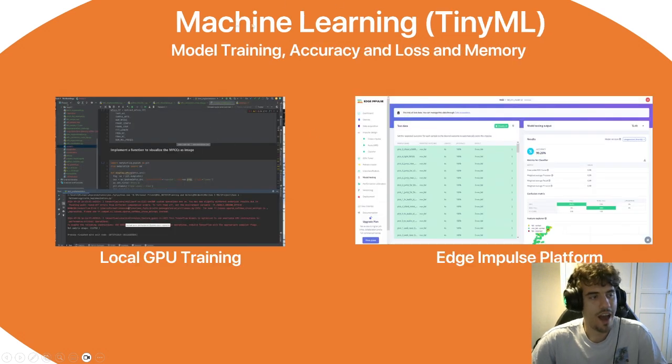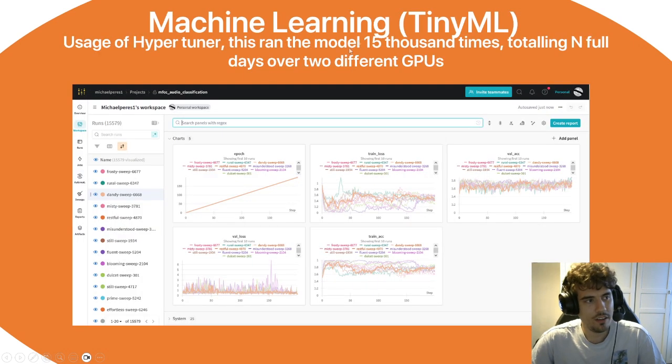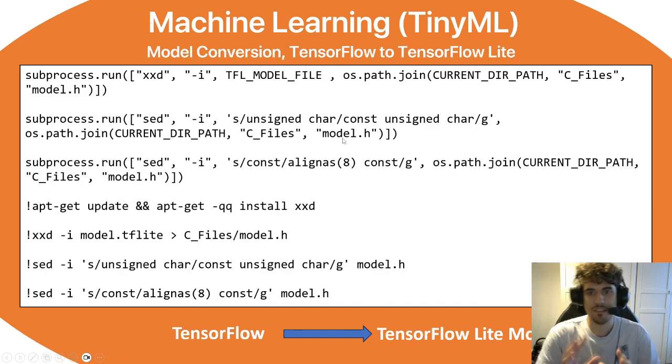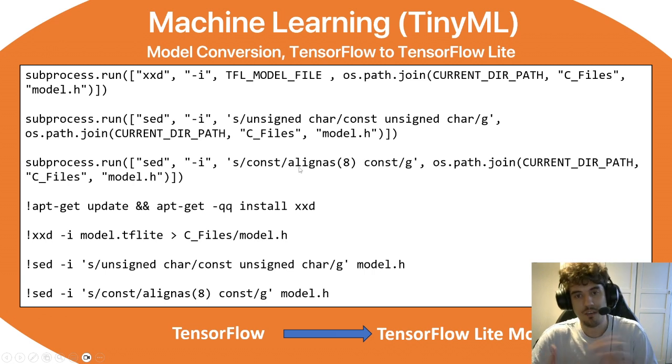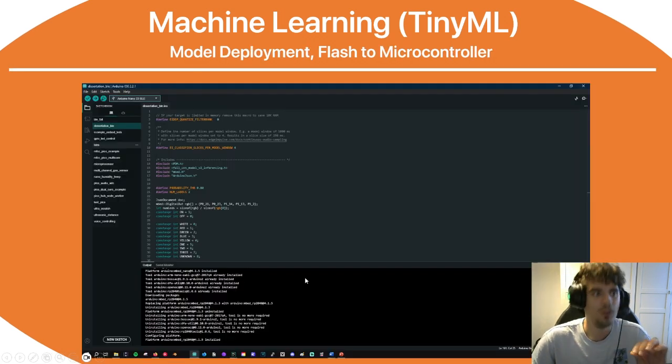And then during the actual learning, I used my local GPU and also a platform called Edge Impulse, which is specifically for training edge devices. I then went into tuning the model quite a lot. Actually, this ran 15,000 times. I let it run continuously. Then when we have this model, we convert it into a TensorFlow Lite model. This compresses it and uses some technology called FlatBuffers from Google. And so once you have this tiny TensorFlow Lite model, you can then flash this onto, say, an Arduino.